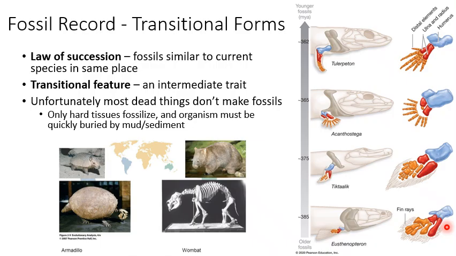Transitional features are features that are in the middle between an older trait and a newer trait. And the example here is the transition from fins to limbs. So you start out with the older trait, fins, which have bones in them, and then you go through different transitional forms to the younger trait, which is basically legs. And you can watch the bones change over time to become less fin-like and more leg-like.